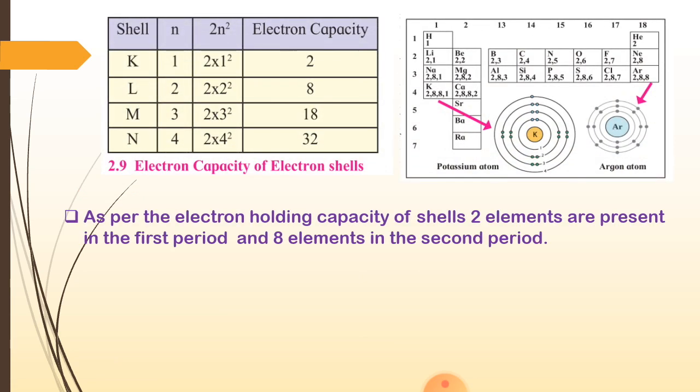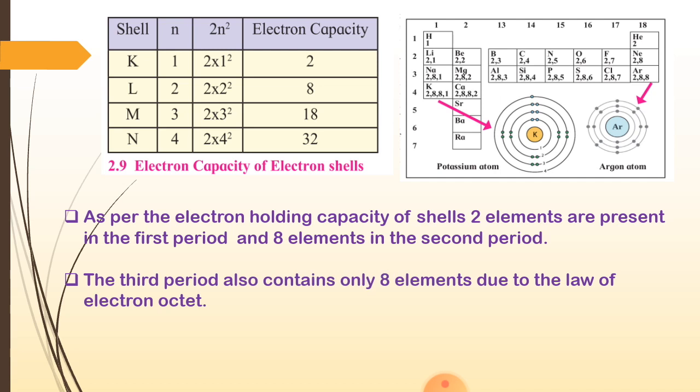So what is the capacity of each and every shell? You all know that there are 4 shells: K, L, M, and N. If we take the example of potassium, we add only 2 electrons in the first shell, that is the K shell, because as per the electron holding capacity of shells, 2 elements are present in the first period and 8 elements in the second period.